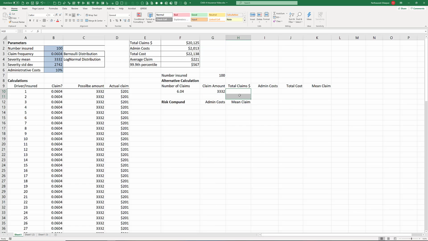So now total claims dollars will be number of claims times the claim amount. Administrative cost is 10%. So total cost is total claims plus administrative cost. And then you take that and divide by number insured. So that's your average that you want to recoup. All of this is dollars. Okay, so that's our model now.